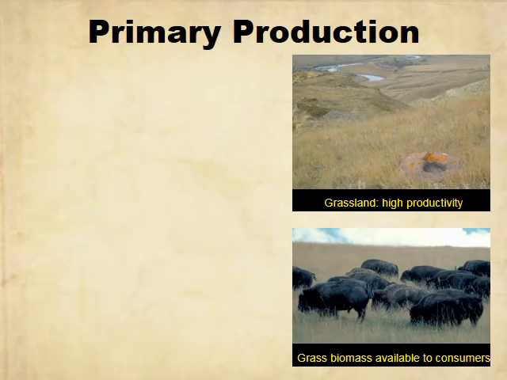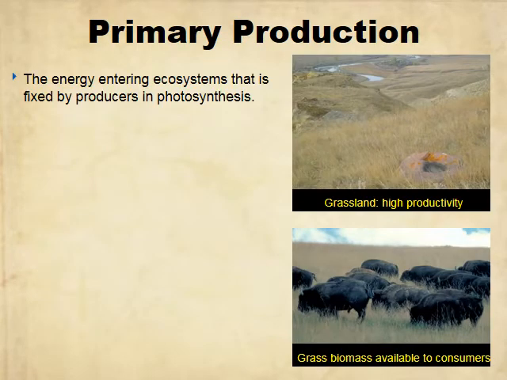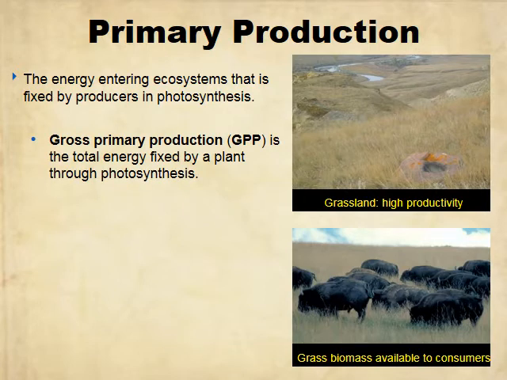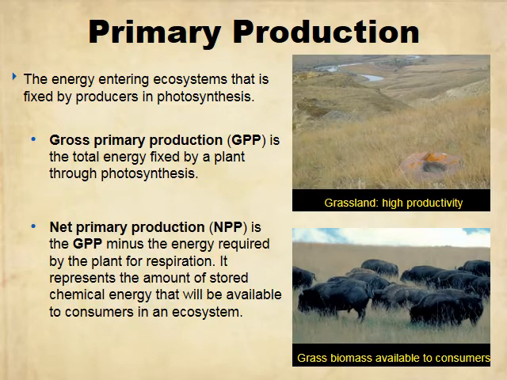Primary production is your first step, and what you have is producers that fix energy. So they fix the energy in the sun and turn it into glucose molecules. Your gross primary production is the total energy fixed. And then you have your net primary production. That's the gross primary production minus the energy required by the plant for respiration. So this is the amount that's available to the next trophic level.